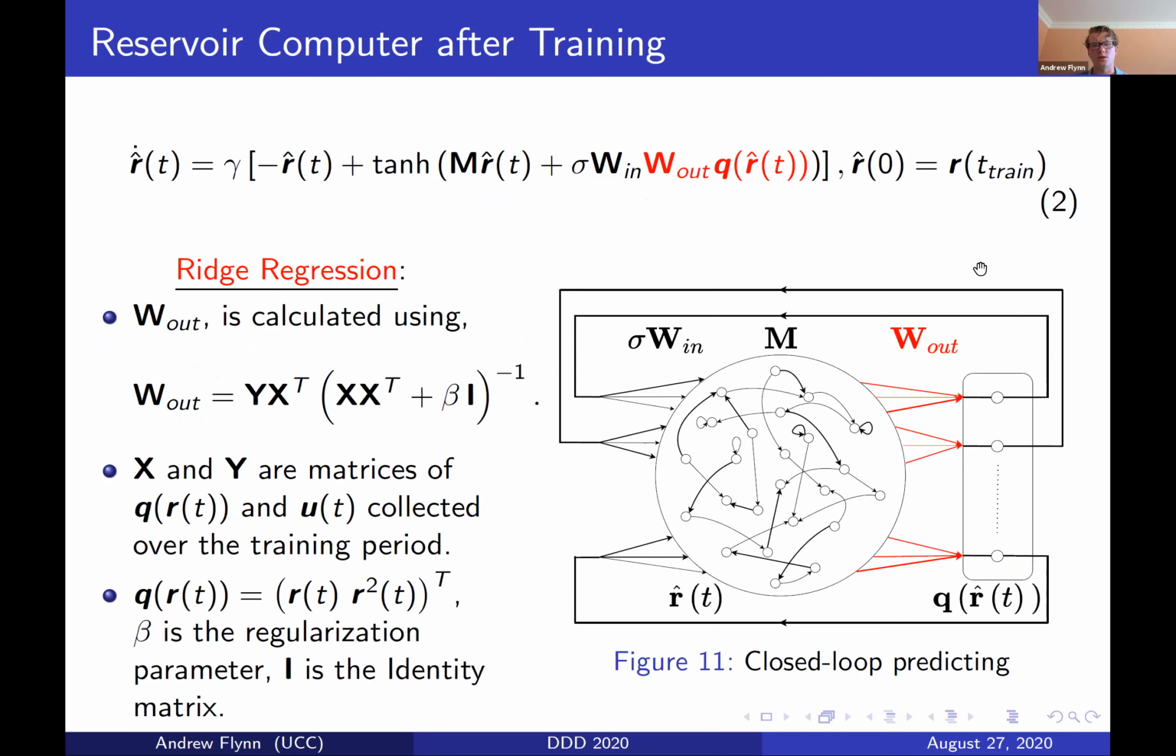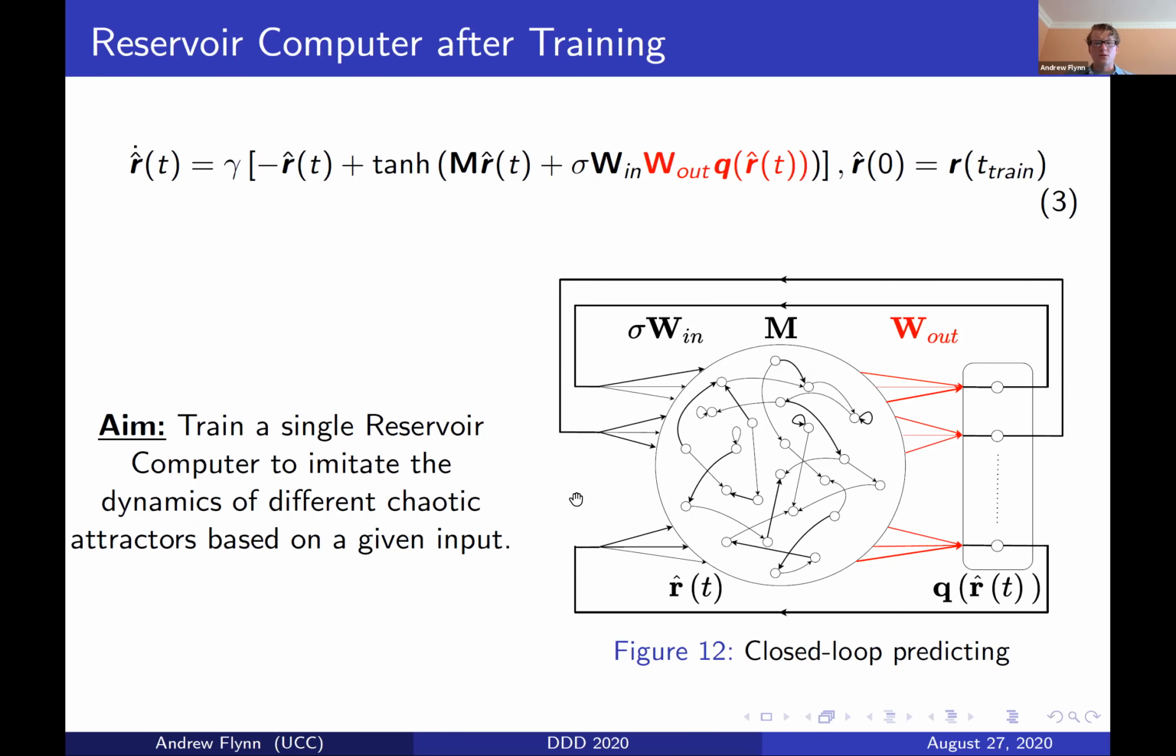For our results, we used the ridge regression technique. This is an offline batch method, whereby the W out matrix is just calculated using this expression, where the X and Y matrices are made up of a function of the reservoir state. Essentially, it's a trick people use to embed further nonlinearity into the network. We just stack the state on top of the squares of the states. This is our technique to get a W out matrix, to try to extract something meaningful from this 1,000-dimensional system.